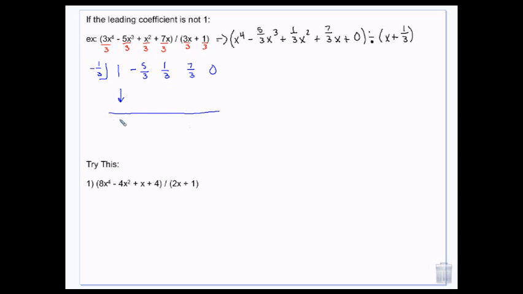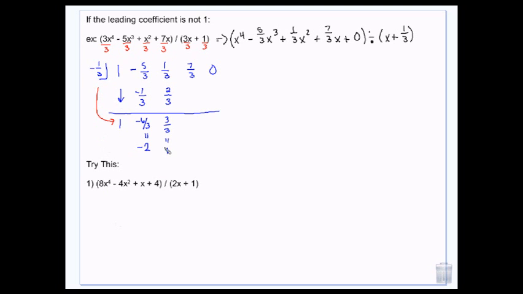I'm going to bring down that 1. Negative 1/3 times 1 is negative 1/3. Okay, negative 5/3 minus 1/3 is negative 6/3, which is negative 2, sorry. So I'm going to do negative 1/3 times negative 2, and I'm going to get positive 2/3. And 1/3 plus 2/3 is 3/3, which equals 1.